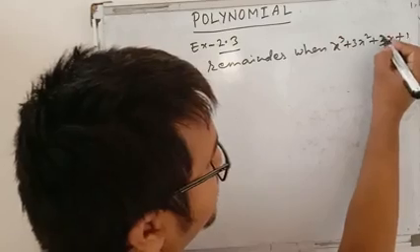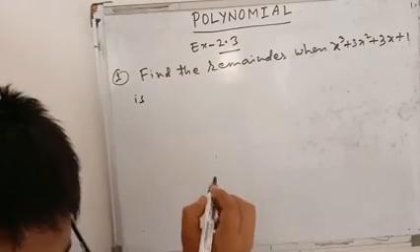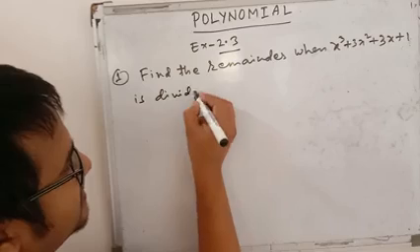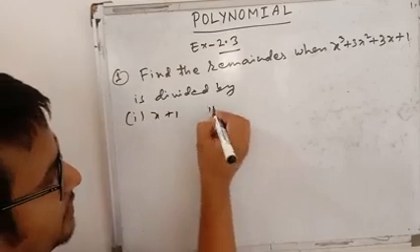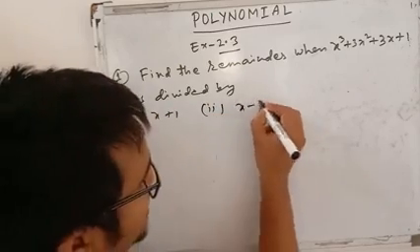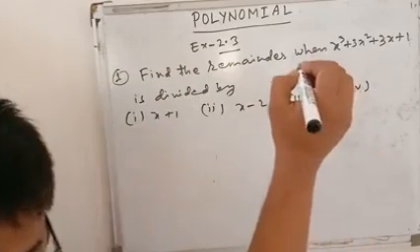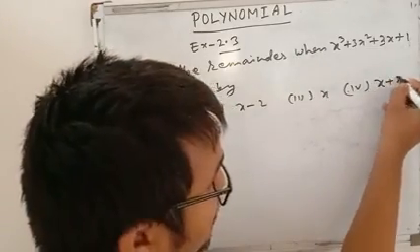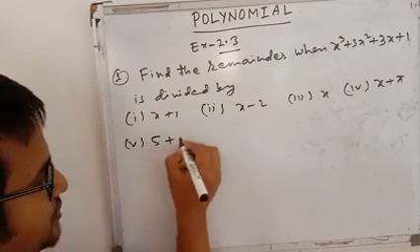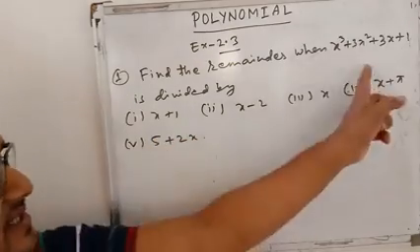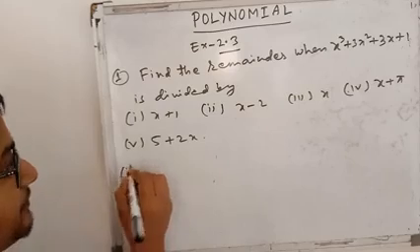is divided by: number 1, x plus 1; number 2, x minus 2; number 3, x; number 4, x plus pi; and number 5, 5 plus 2x. These are the questions. When it is divided by each of these, in this way you have to find the remainder. So see, question number 1, I am doing this one.